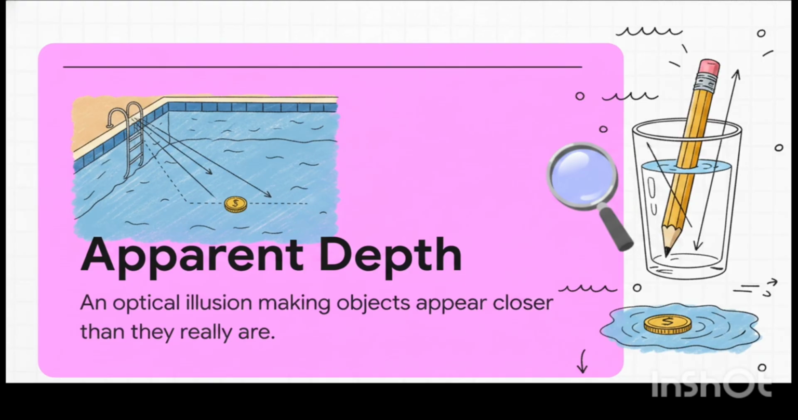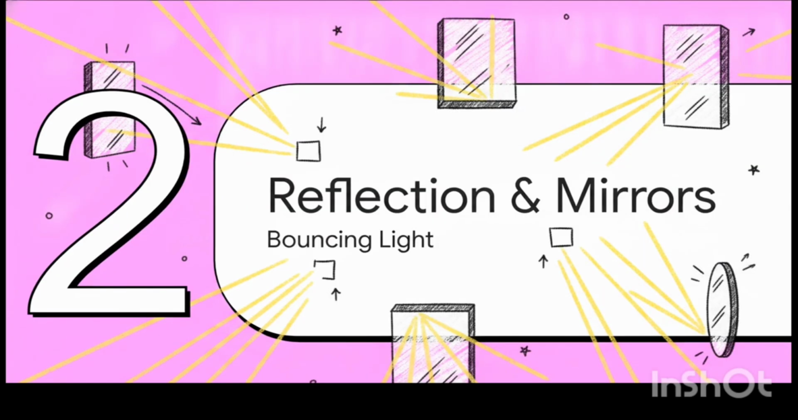But here's the thing, our brains are wired to assume light always travels in perfectly straight lines. Always. So our brain traces those bent rays straight backward, creating this virtual image that makes the coin appear much shallower than it really is. But bending is just one of the tricks. Let's shift gears to Section 2, World 1, Reflection and Mirrors.